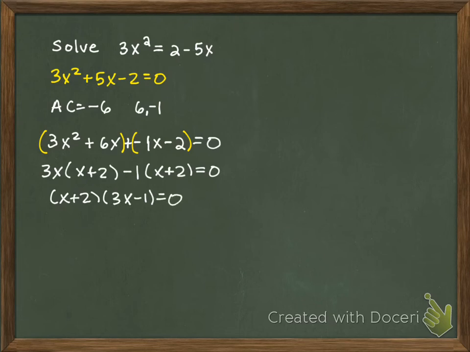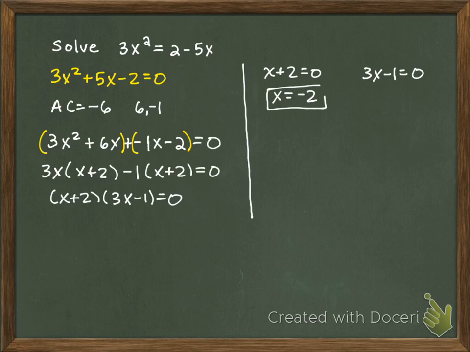Now the zero product property tells us that because the product of these two factors is equal to 0, one or both of the factors has to equal 0. So we set x plus 2 equal to 0 and 3x minus 1 equal to 0. This is going to give us that x is equal to -2. And then solving on the right side here, we get that 3x equals 1, which implies that x equals +1/3.